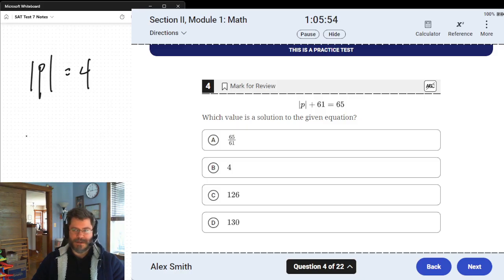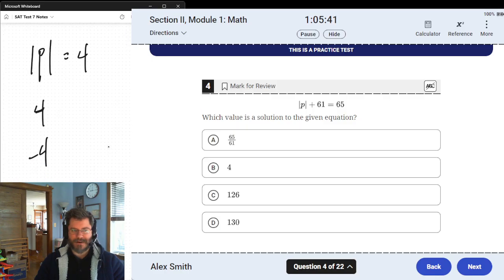So with absolute value, you get two solutions. It's either going to be positive 4 for p or negative 4 for p. Because if I put in positive 4, I get 4 equals 4. If I put in negative 4, remember that absolute value just knocks the negative off and makes that positive 4 again. So of course, that is our only solution.